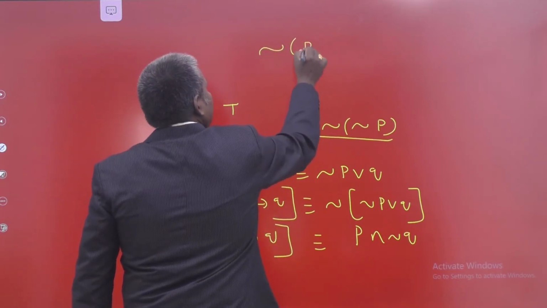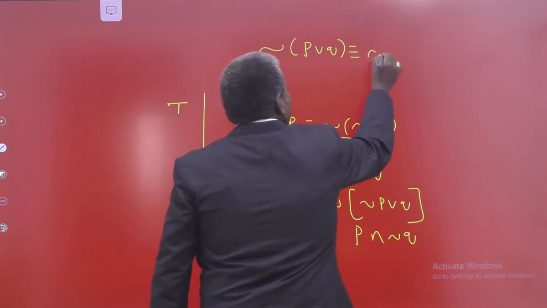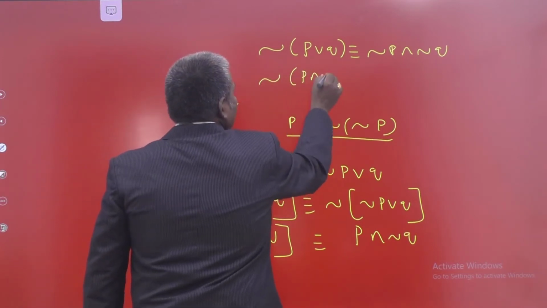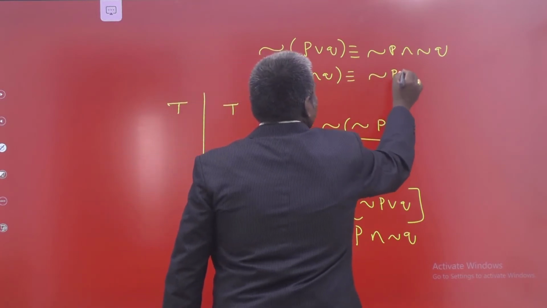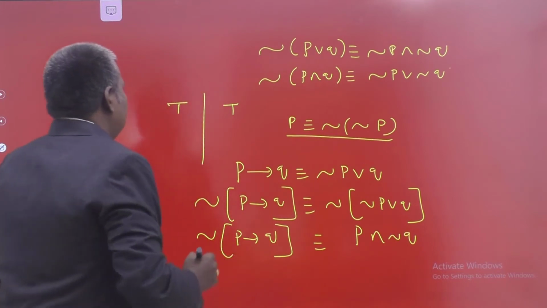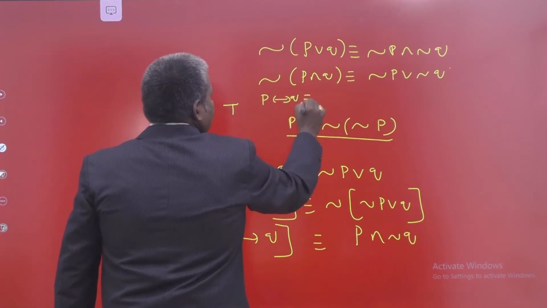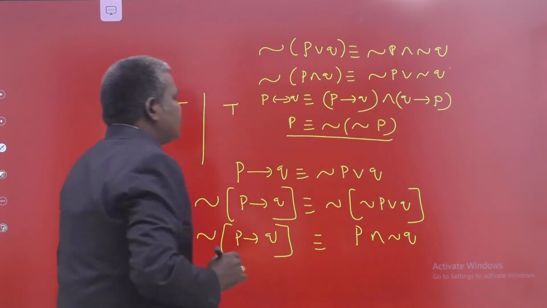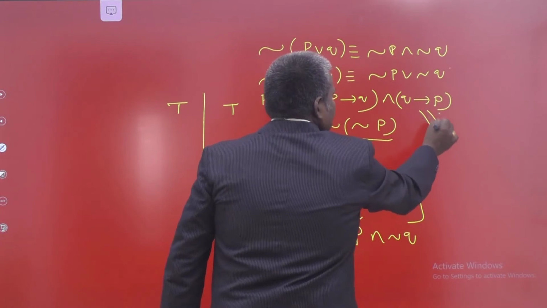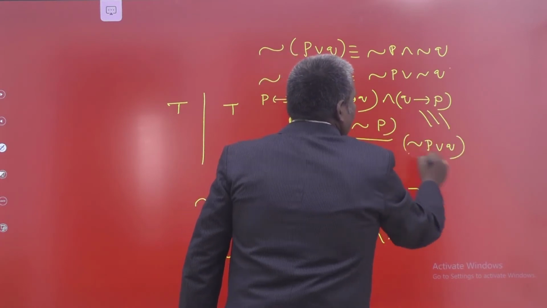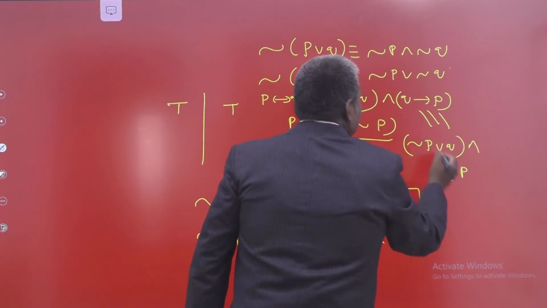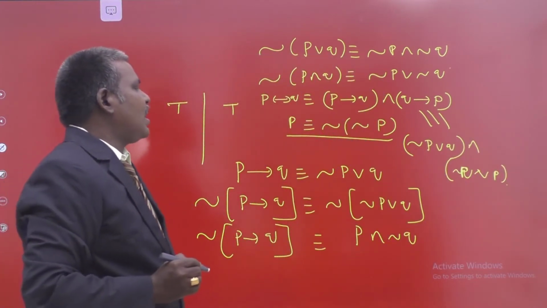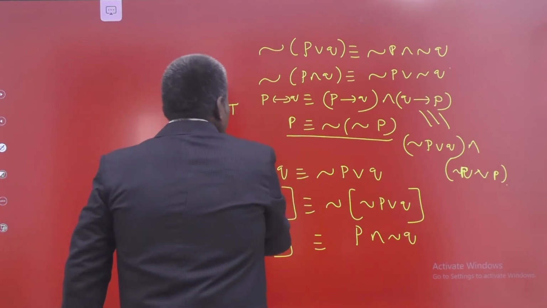Already we discussed that negation of P or Q is equivalent to negation of P and negation of Q. Negation of P and Q is equivalent to negation of P or negation of Q. Again, we have P biconditional Q is equivalent to P implies Q and Q implies P. From that, you can easily write this as negation of P or Q, and negation of Q or P, because P implies Q is nothing but negation of P or Q.